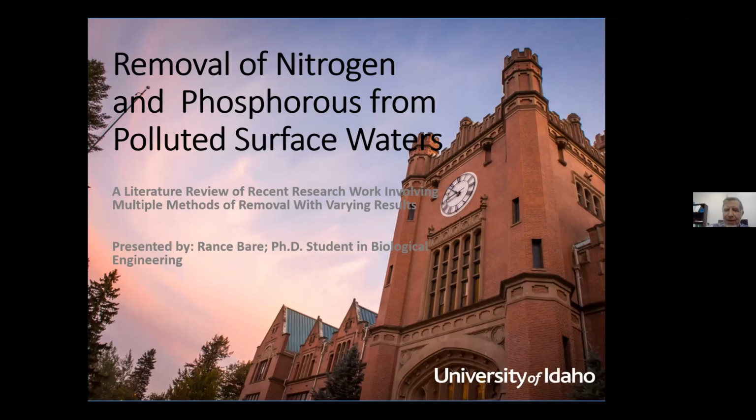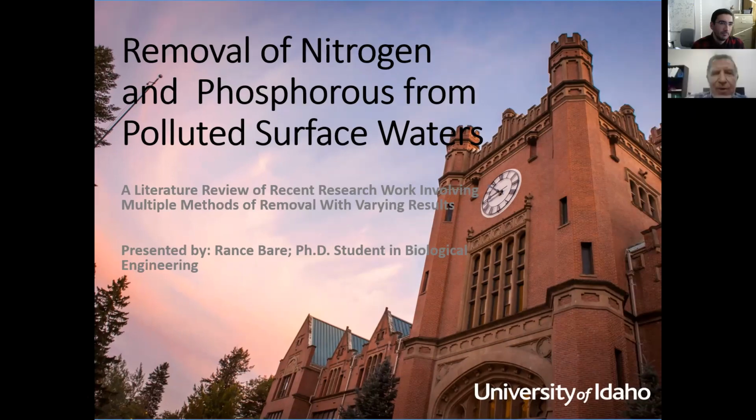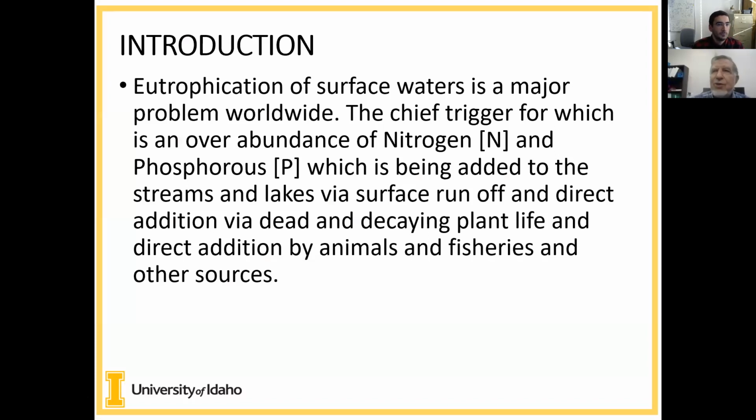Again, I am a PhD student, and I'd like to give you this presentation regarding the beginning of our research work. Eutrophication of surface waters is a major problem worldwide. It's not only here in the United States, but in many parts of the world, a very significant problem. The chief trigger for which is an overabundance of nitrogen and phosphorus, which is being added to our surface waters of lakes and streams by runoff of the storm waters and by direct addition via dead and decaying plant life and direct addition by animals, fisheries, and other sources.